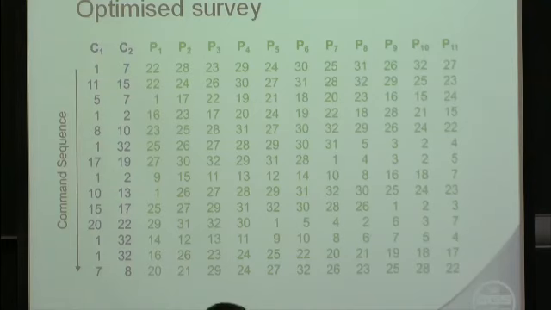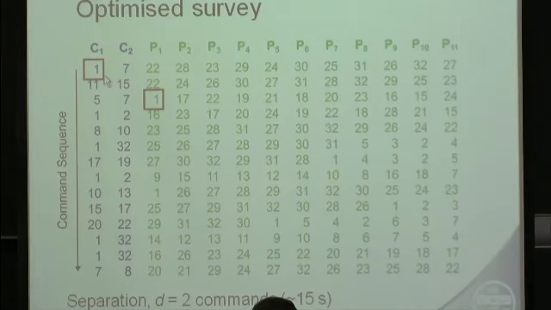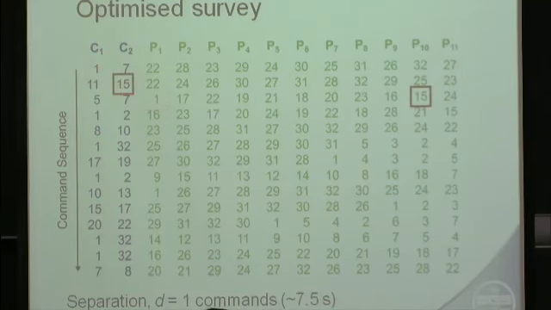If we have a look at the command sequence from our optimised survey, we can see the very first line in the command sequence, we're using electrode 1 to inject the current, and then 2 commands later it's being used to measure a potential. That's about 15 seconds. It's not really enough time for the charge effect to decay. The next command line, electrode 15 is being used, and that's used in the very subsequent command line to measure potential. Maybe 7.5 seconds, and similarly throughout the command sequence.